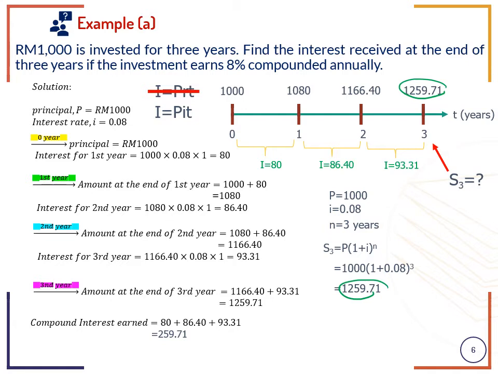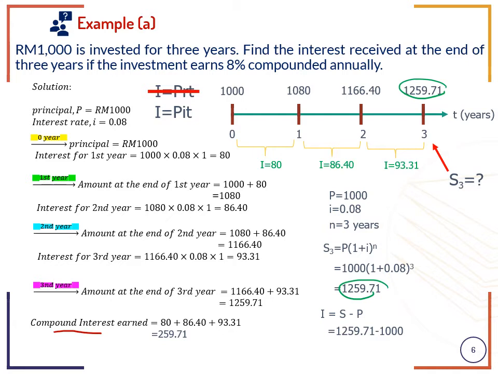Next, compound interest earned also can be calculated by using the formula of I equal to S minus P, where S equal to 1,259 ringgit 71 cent and P equal to 1,000.